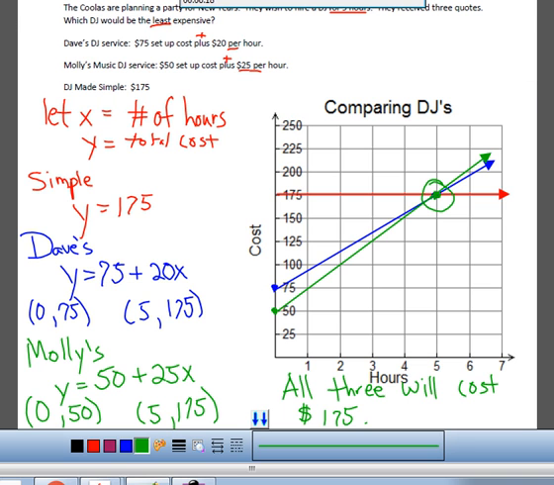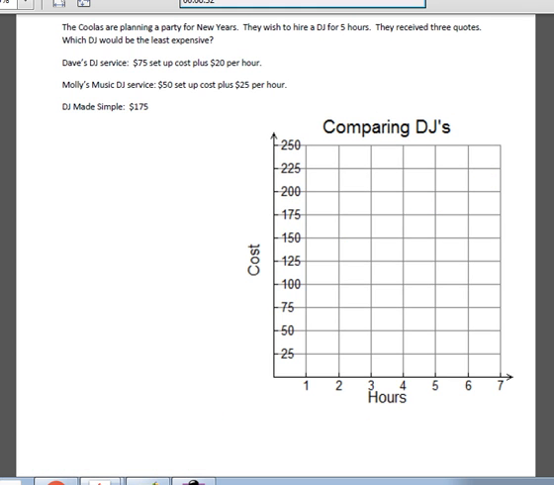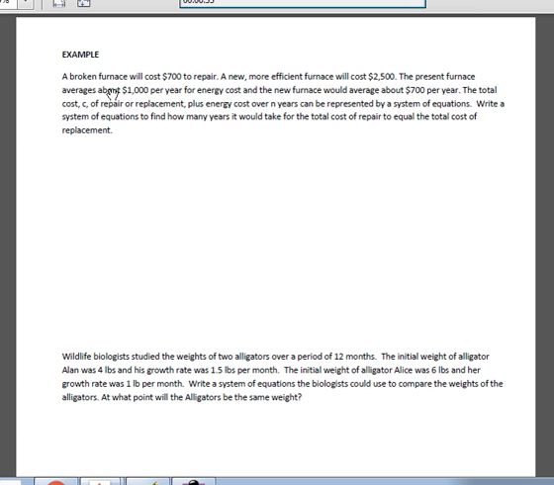And that's over on the next page, page 32. A broken furnace will cost $700 to repair. A new, more efficient furnace will cost $2,500. The present furnace, that's the broken one, averages about $1,000 per year for energy costs. And the new furnace would average about $700 per year. So the new one is more efficient. It costs less per year.